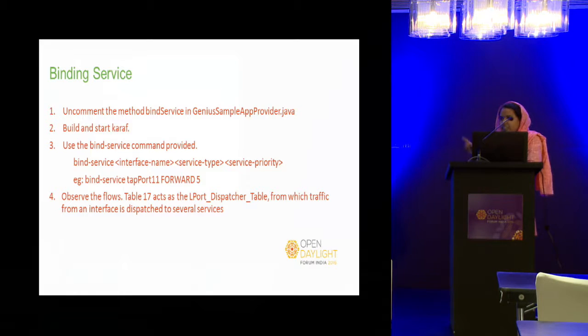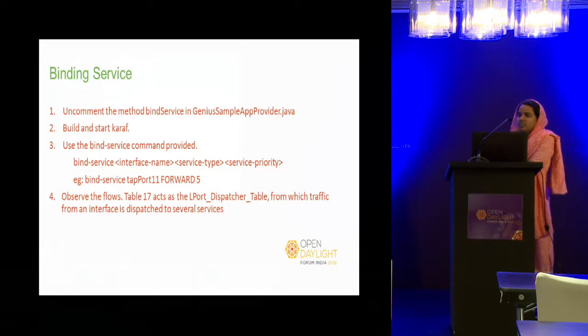So currently in your code you have only one service called forward. So you can just bind service on the interface name you created, with the service type as forward and service priority as anything. You can give just 5, or we actually have service priorities from 1 to 16.